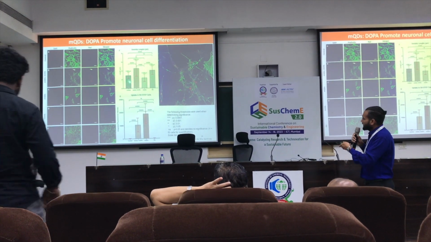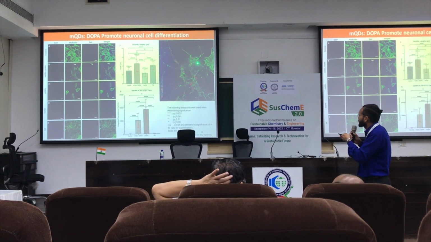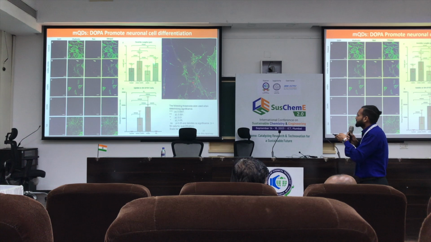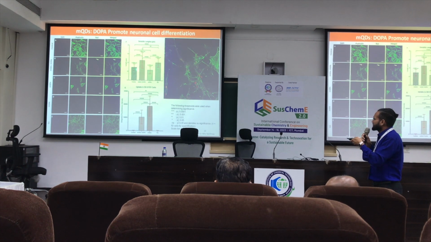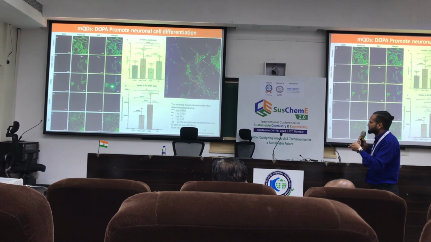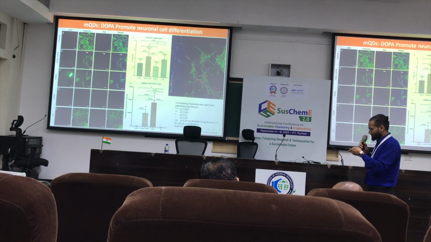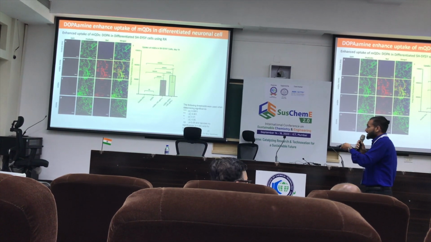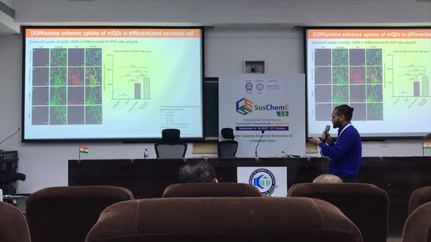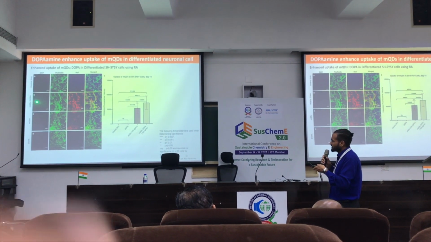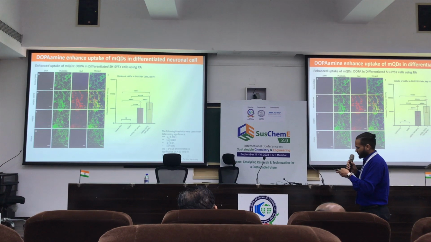We imaged these, and we compared the dendrite length, as you can see in this image. There was no significant difference between retinoic acid and the conjugate, which confirms our hypothesis. However, there was no differentiation in the case of QDs alone, and dopamine, as I mentioned, killed the cells. Next, we differentiated the neurons and checked the uptake, and dopamine enhanced the uptake of these QDs as compared to the QDs alone.